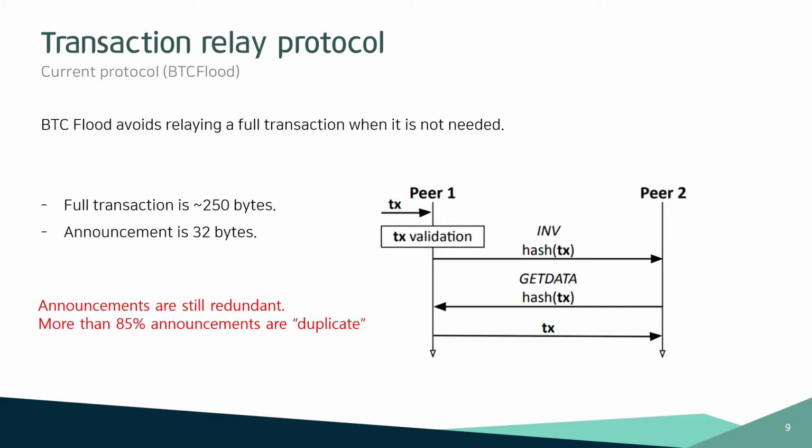Nevertheless, this announcement INV message is still redundant. Over 85 percent of messages are duplicated. Since there are 8 connections, a peer receives the same INV message 8 times. That means 32 times 8 bytes is redundant.